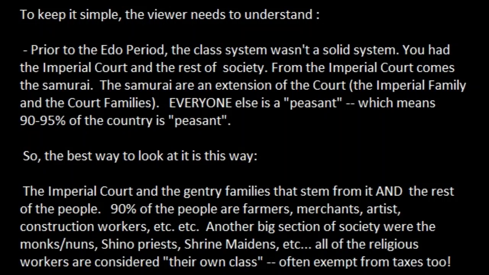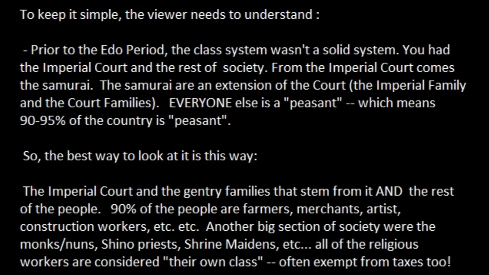Okay? Then you also have another big section of society that were monks and nuns, Shinto priests, shrine maidens, etc. And all of the religious workers are considered their own class. And they're often exempt from taxes. So you have the imperial court and its extensions, aka the court nobles and the samurai, which is a small percentage of the population. Then you have like 90% of the population who are quote unquote peasants. And then you have a small chunk of the total population who are monks and nuns and priests and shrine maidens, etc. Right? The mass majority bulk of Japanese history and culture is quote unquote peasant, right?